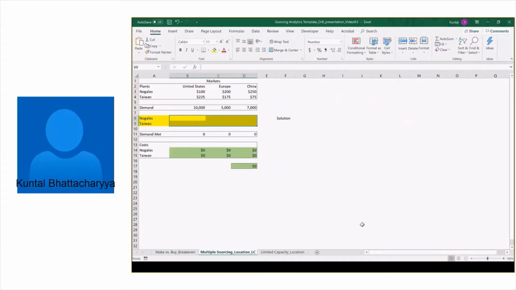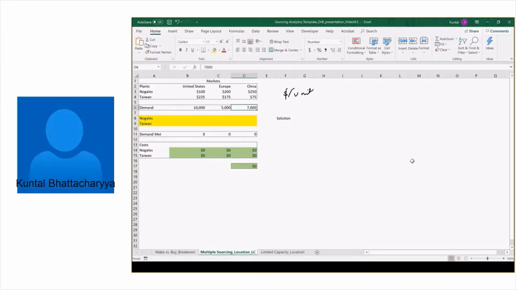Okay. And this is what we have set up, the same exact story here. Your plants are Nogales and Taiwan. These are the costs of moving one unit from Nogales to US, one unit from Taiwan to US, from Nogales to Europe, from Taiwan to Europe, from Nogales to China, Taiwan to China. Cost per unit, this is dollars per unit. And these are the demands, overall number of units for each of these locations. United States demands 10,000 units, Europe 5,000, China 7,000.